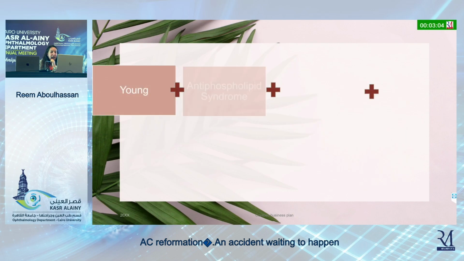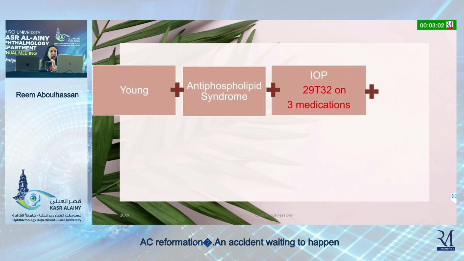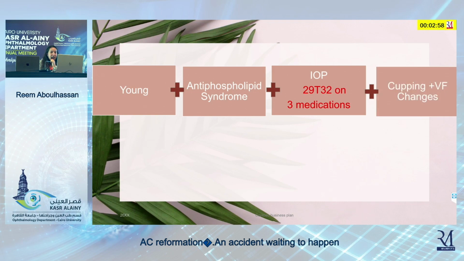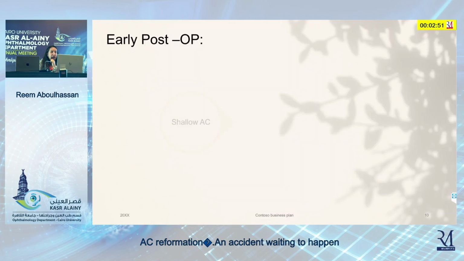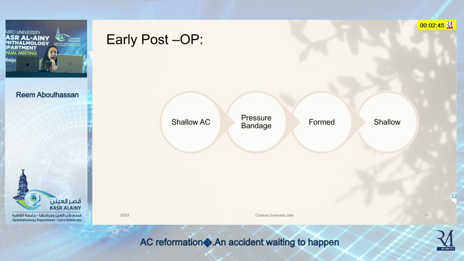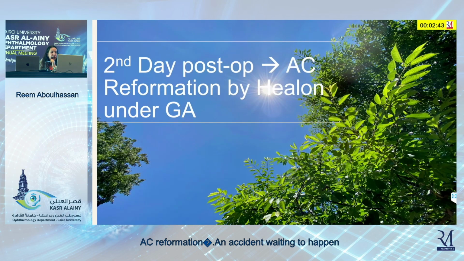So we are dealing with a young patient with antiphospholipid syndrome, her IOP reaching 30 on 3 anti-glaucoma medications with cupping and visual field changes. So the decision was to undergo left trabeculectomy under general anesthesia. The operation was straightforward. However, on the post-operative day, she developed a shallow anterior chamber. She underwent pressure bandage. The AC was formed for a couple of days, but she was shallow again. And so on the second day post-operative, she underwent AC reformation by Healon under general anesthesia.